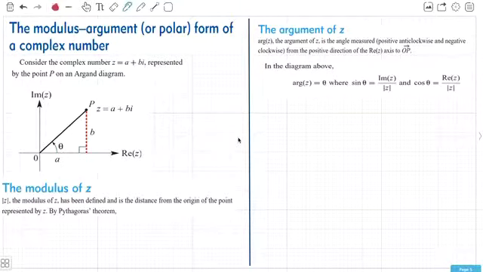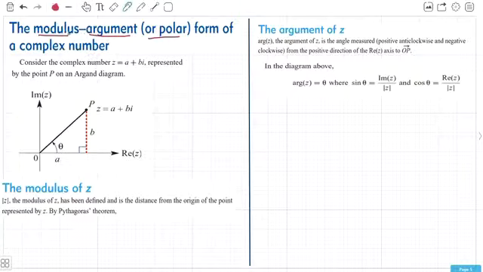The form we've looked at for complex numbers so far is the Cartesian form, sometimes called rectangular form, and that's z equals a plus bi. Now we also need to be able to work with complex numbers in something called polar form, okay? And polar form is also called the modulus argument form. Now modulus argument form means that it has two parts that are important.